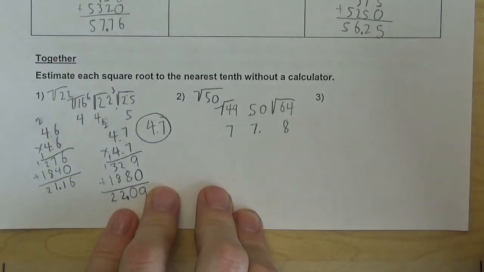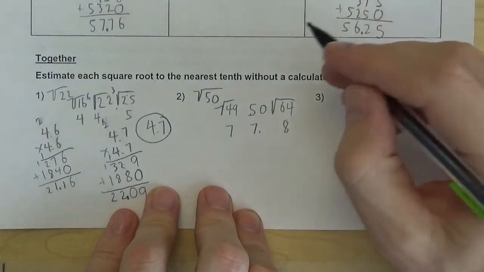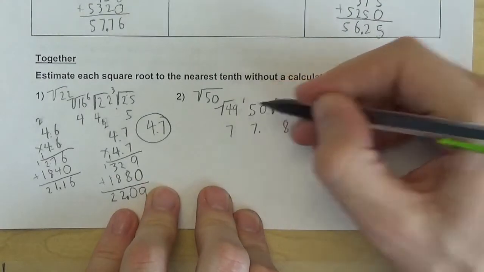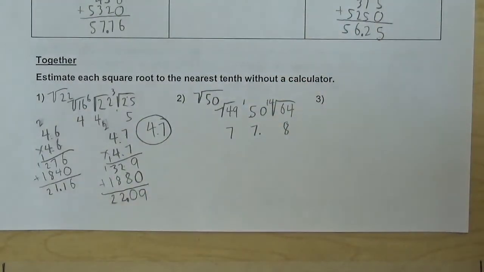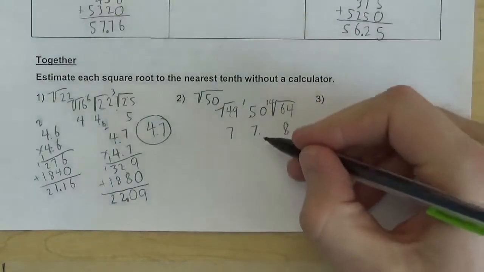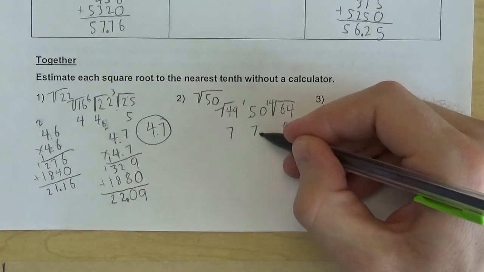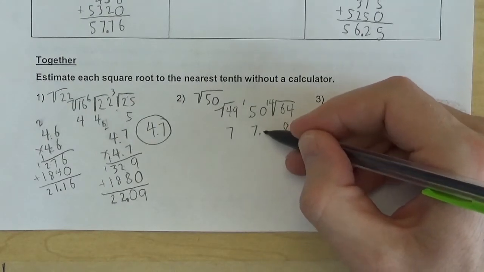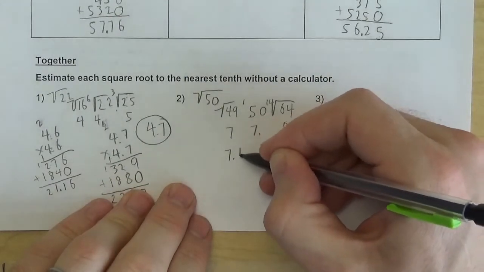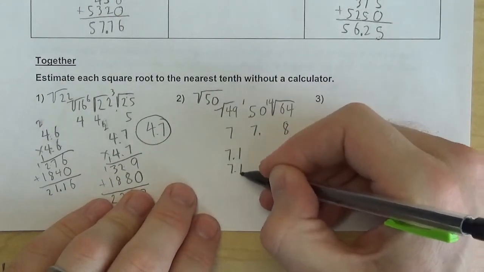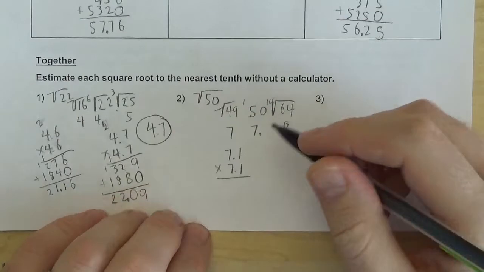Now, if you take a look at this one, it's pretty easy to tell which one we're closer to, right? We're only 1 away from the 49, but we're 14 away from the 64. We're so close to the 49, just 1 away, that it really doesn't make any sense to do anything besides just a little bit beyond 7. Probably 7.1 is going to be a good place to start to see where we're at there. So let's do 7.1 times 7.1. Let's check to see how that looks.